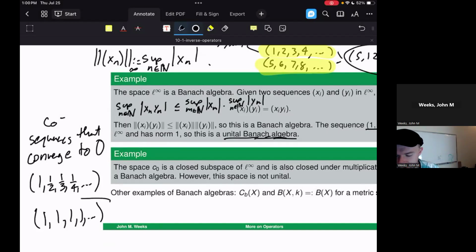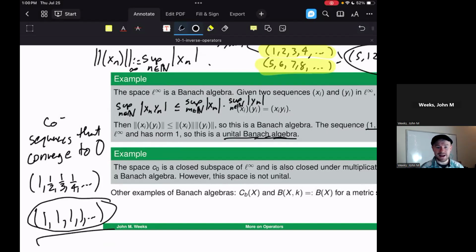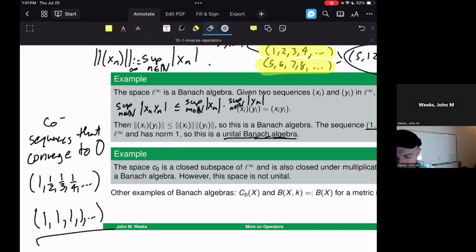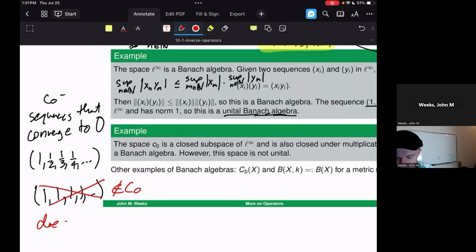The issue is this: although this unit exists in little L infinity, it does not exist in C0 because this sequence does not converge to 0. So whatever unit we might have actually doesn't exist inside of this space. This is an example of a Banach algebra that does not have a unit to it because the unit that it would have to have cannot exist inside of this space. This cannot exist inside of C0 because it does not converge to 0.